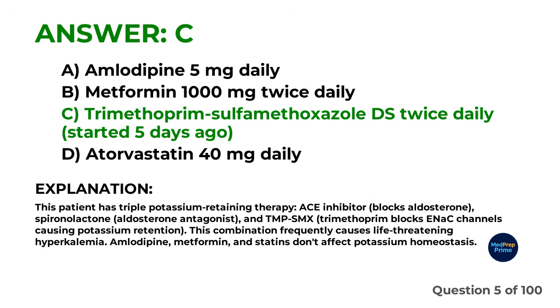Correct answer, C. This patient has triple potassium-retaining therapy: the ACE inhibitor blocks aldosterone, spironolactone is an aldosterone antagonist, and with TMP-SMX, trimethoprim blocks ENaC channels, causing potassium retention. This combination frequently causes life-threatening hyperkalemia. Amlodipine, metformin, and statins don't affect potassium homeostasis.